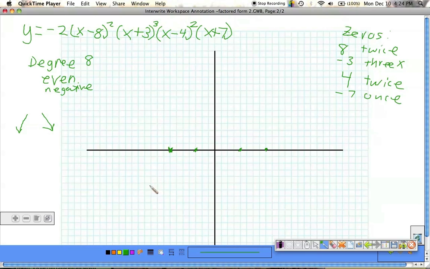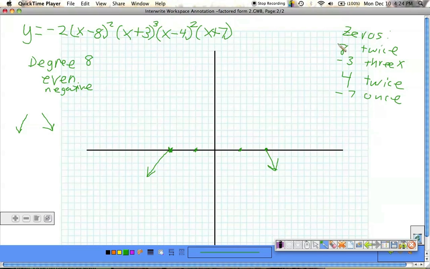Okay? My left end is at the negative 7. I go down from the left. My right end is at the 8. I go down from the right according to my leading coefficient test for my end behavior.